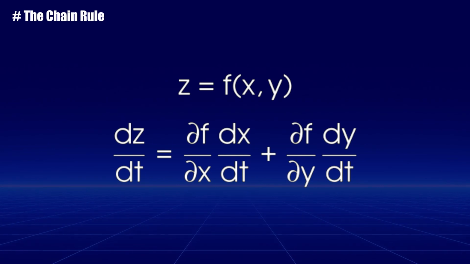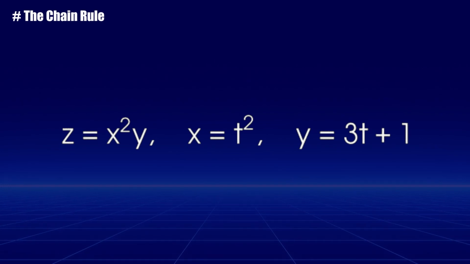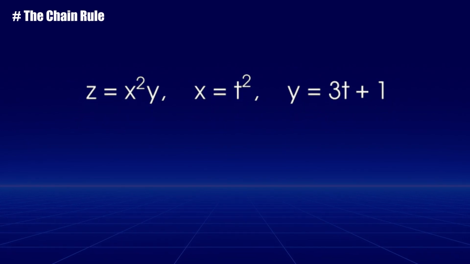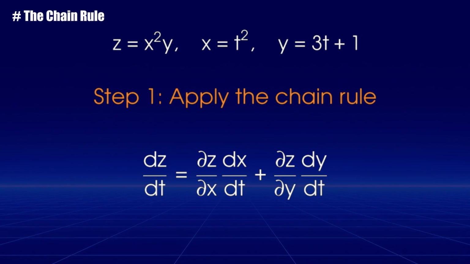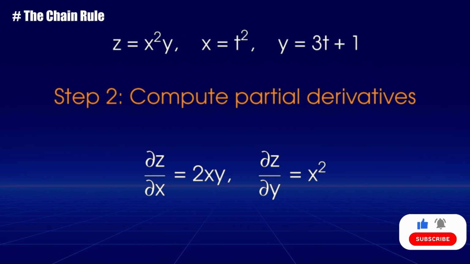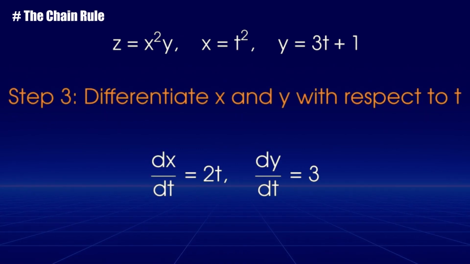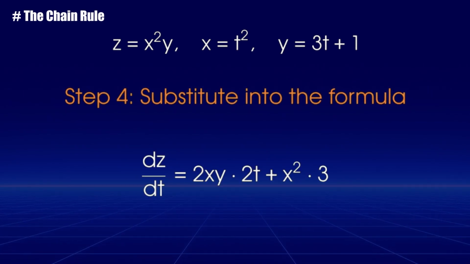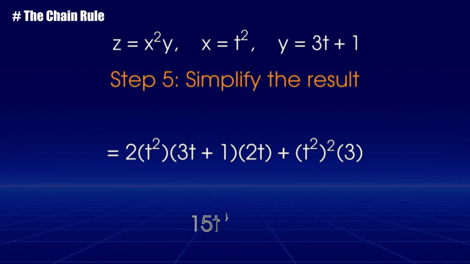Suppose z equals x squared times y, where x equals t squared and y equals 3t plus 1. We want to find the derivative of z with respect to t. The first step is to apply the multivariable chain rule. Then we can compute the partial derivatives of z. After, we differentiate x and y with respect to t. And finally, we substitute all values into the chain rule formula and simplify. Thus, the derivative of z with respect to t is the following.